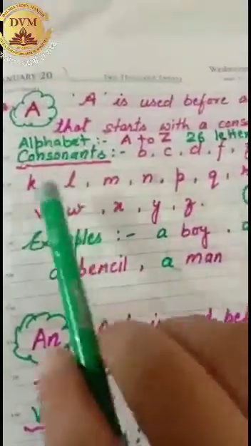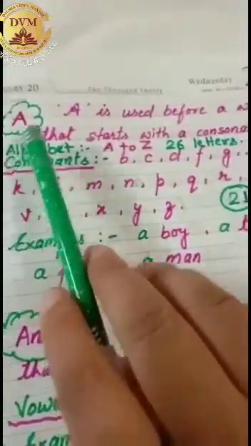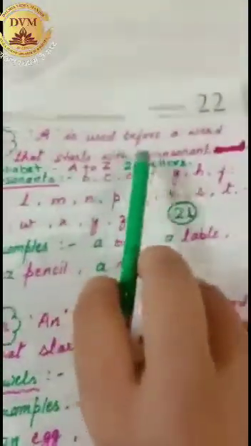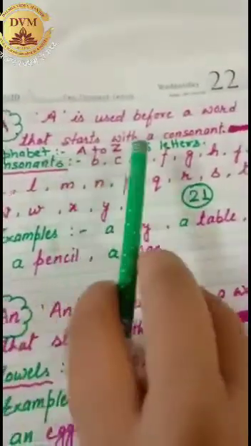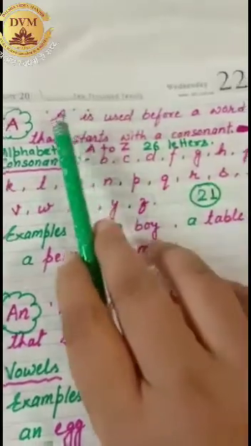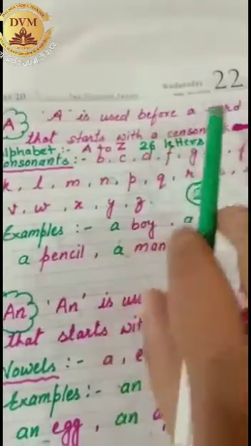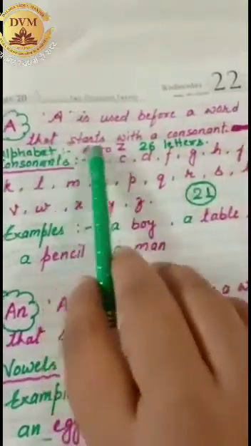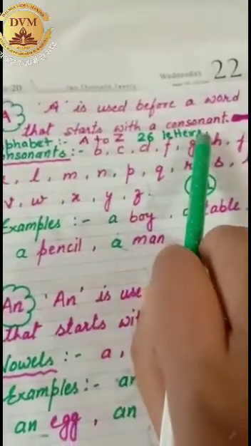What is the use of a? Let's see what is written here. A is used before a word that starts with a consonant. What I have written? A is used before a word that starts with a consonant.